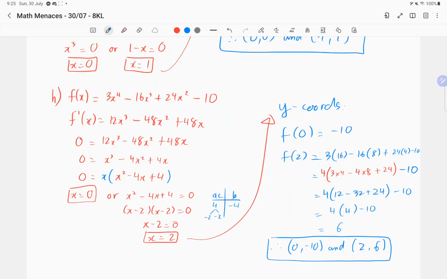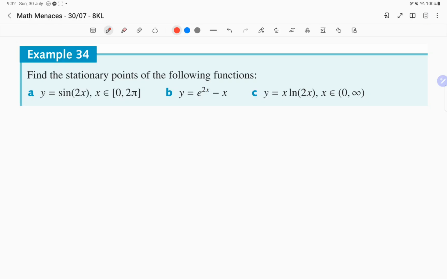Alright, that's the end for question 1A, C, and H. Let me start with example 34 here. These are the new functions that you learned for Unit 3. Note that, what is the rule for question C? ln. Yes, that's one thing. ln is one rule. What's another one?